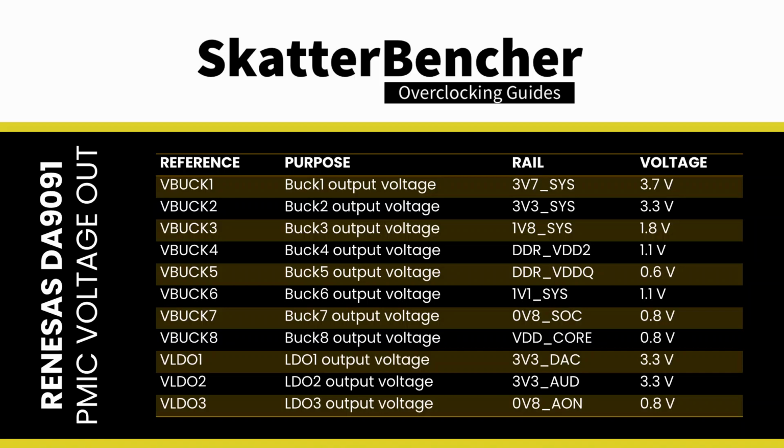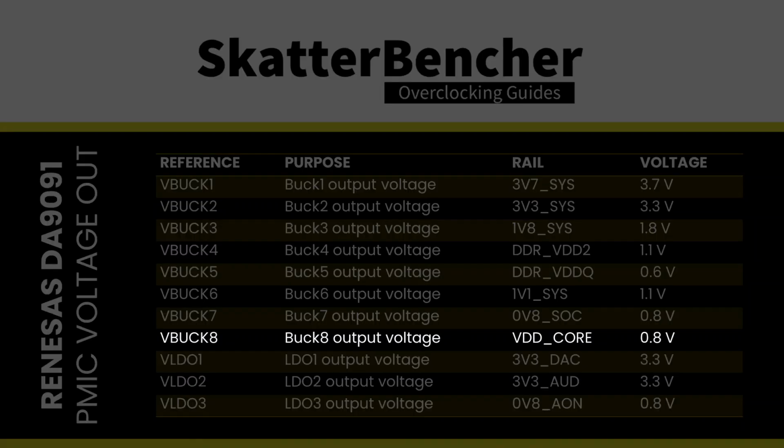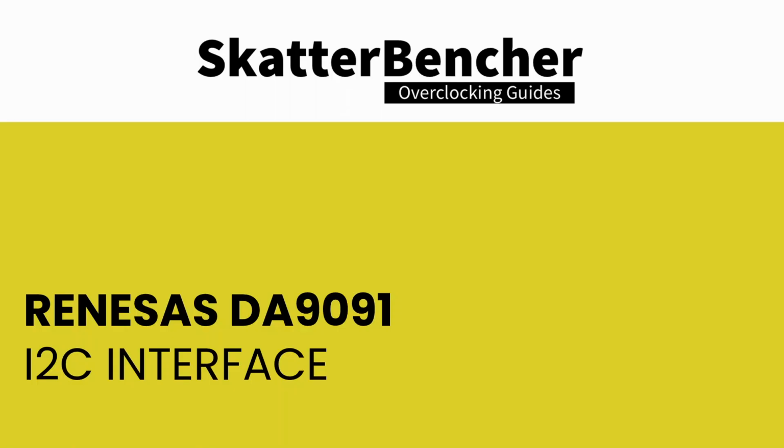The PMIC integrates a high-performance multi-phase CPU buck converter, 7 single-phase buck converters, a current-limited power switch, 2 general-purpose LDOs, and a low-voltage LDO. Buck 8 provides the voltage output for our SoC. It's a 4-phase buck converter that supplies up to 15 amps continuous and 18 amps peak current. The output voltage is programmable between 0.5 and 1.1 volts. The PMIC is software controlled using an I2C interface.